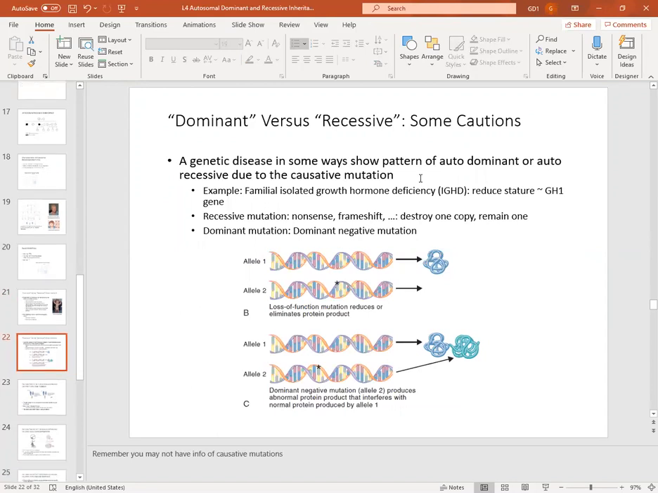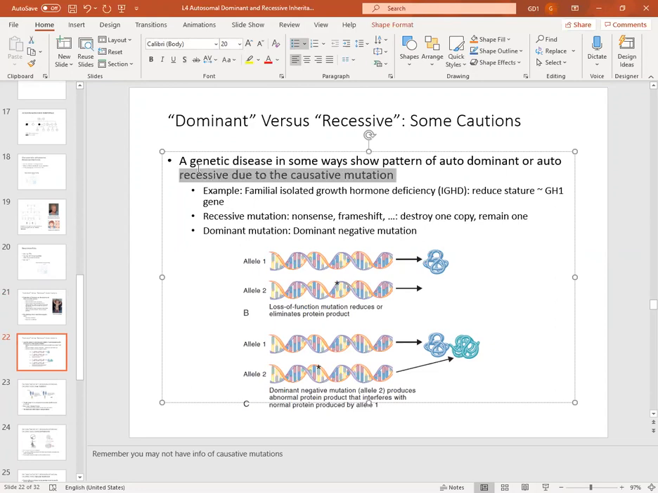Another one is that they are also very complex about gene mutation. We have some mutations related with dominant or recessive. One example I take from the book is growth hormone deficiency. Our body needs growth hormone. Without growth hormone, our stature is very short because there is no normal development. This relates to the GH1 gene.